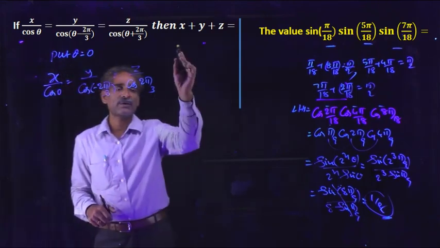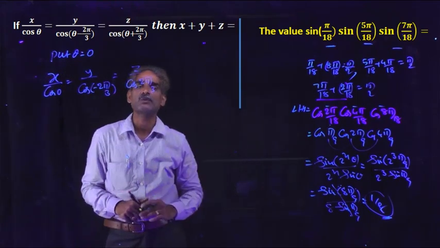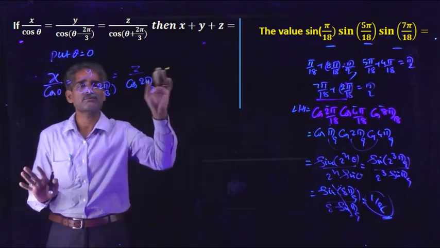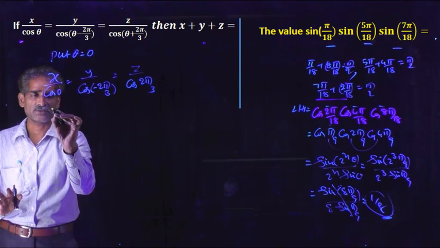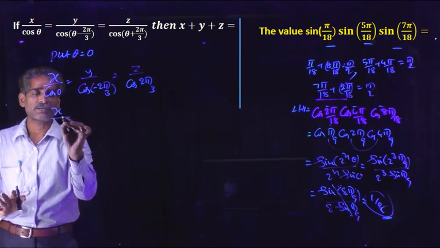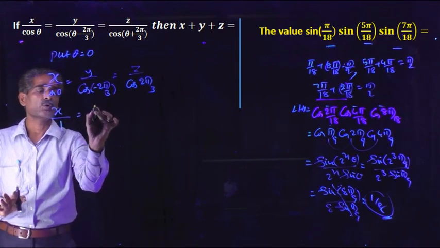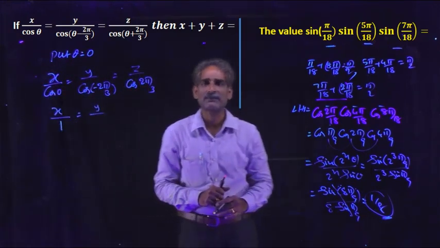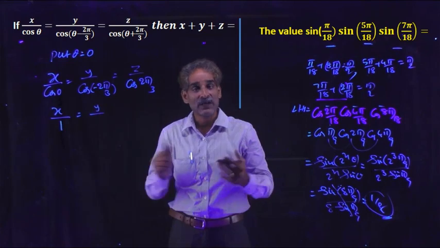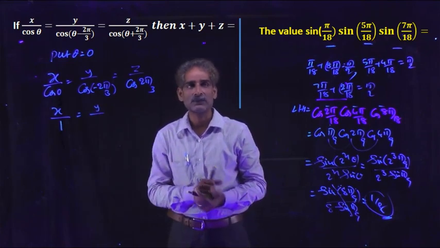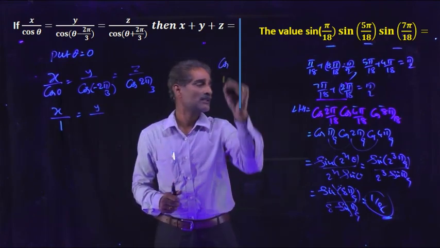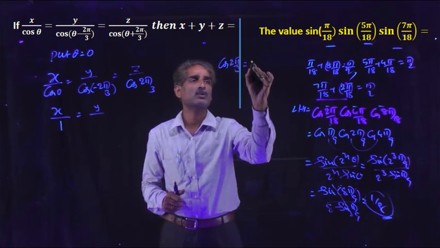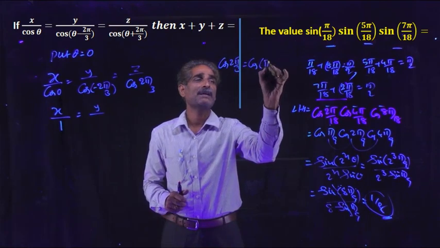Here we have to find out the x plus y plus z value. So this is an objective question, so you can take direct values also. See here, write down the values of this. X by cos 0, that is 1. Y by cos of minus 2 pi by 3, cos 2 pi by 3. That means cos 120 degrees. The value of cos 120 is minus 1 by 2. Otherwise, this is the way how to find cos 2 pi by 3. That is equal to cos of pi minus pi by 3.